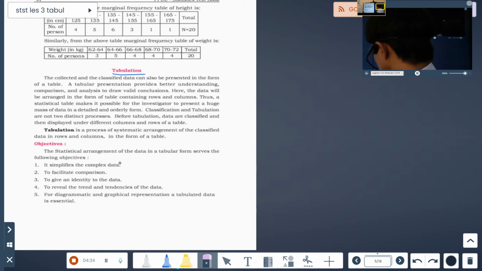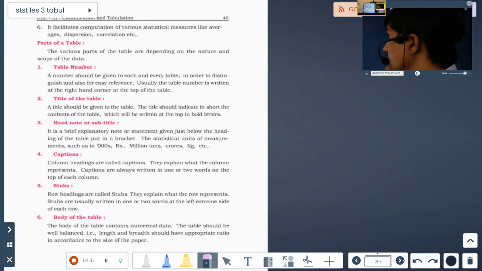Okay, next page. Now the last point, to facilitate computation of various statistical measures like averages, dispersion, correlation, etc. That's what I was explaining here. When you have tables, you can do it very easily. If you don't have those tables, how will you come to know how much my physics average is, my chemistry average, my accounts average, my economics average? So this depends on the tables. If you put a good amount of tables, you'll come to know. It means we need tables, they will help us to do the work later.